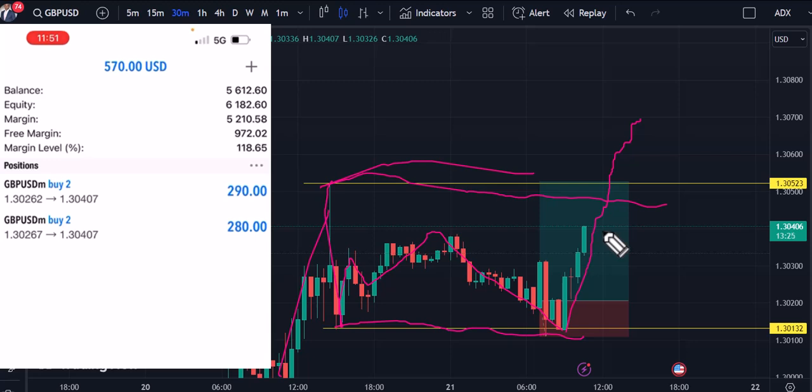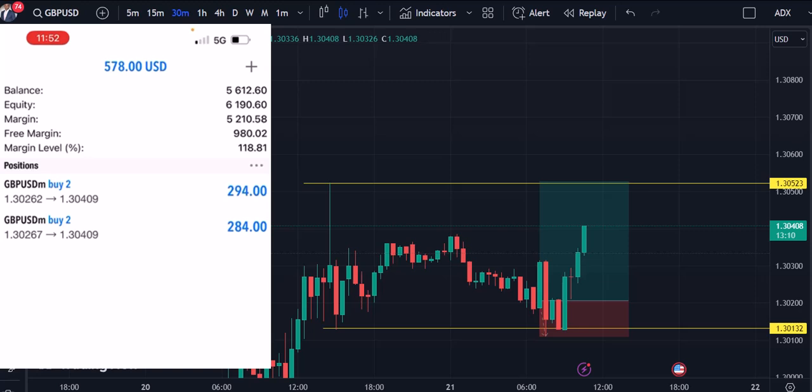As you can see, the market is already appreciating over 500. We just took two positions, and 500 plus dollars. So this is the power of wave analysis, and this is what I want you guys to learn, because it will help you to stop reacting in the market.